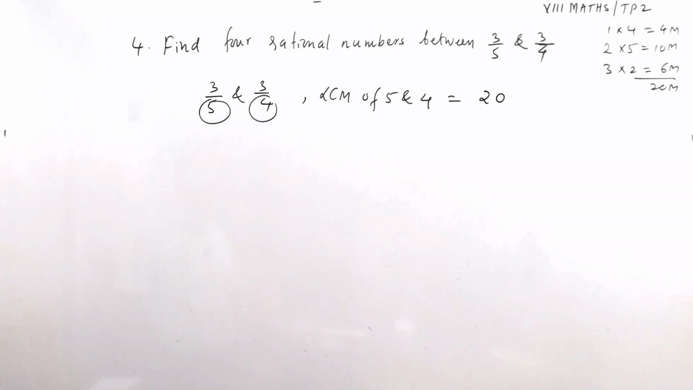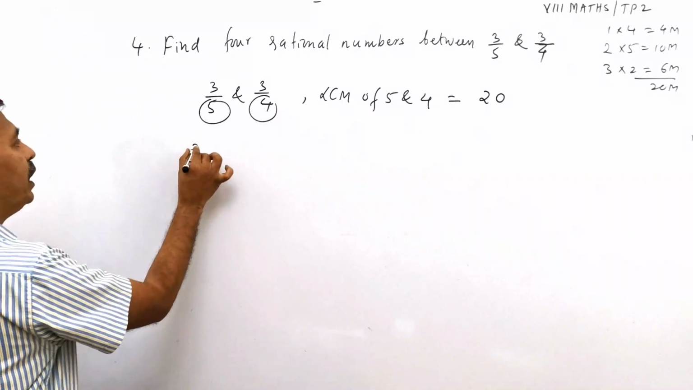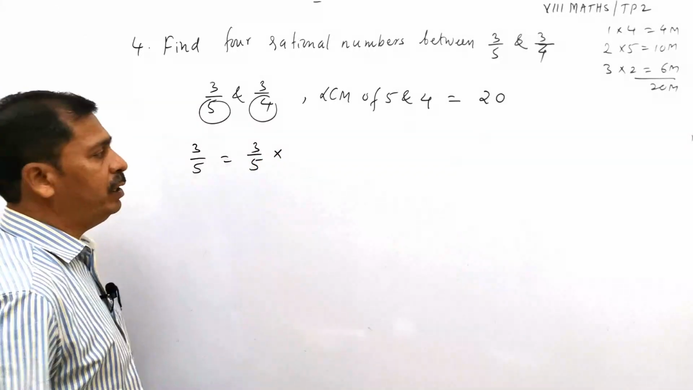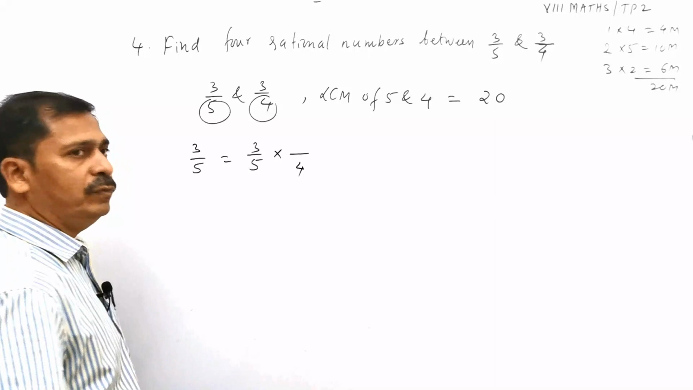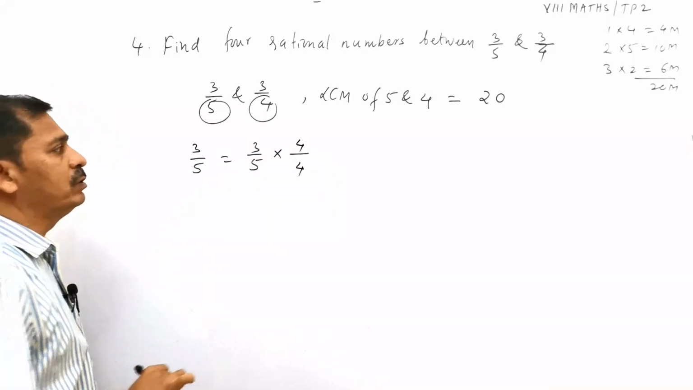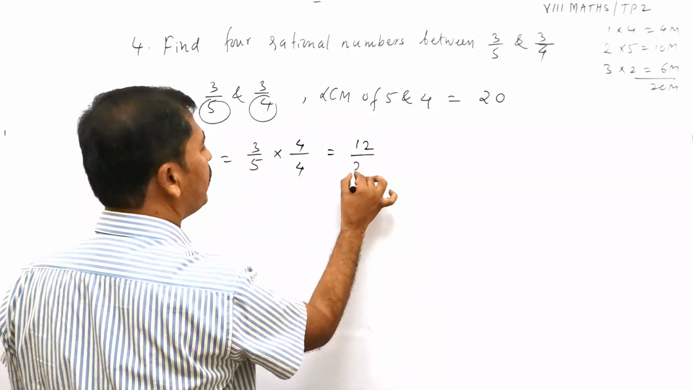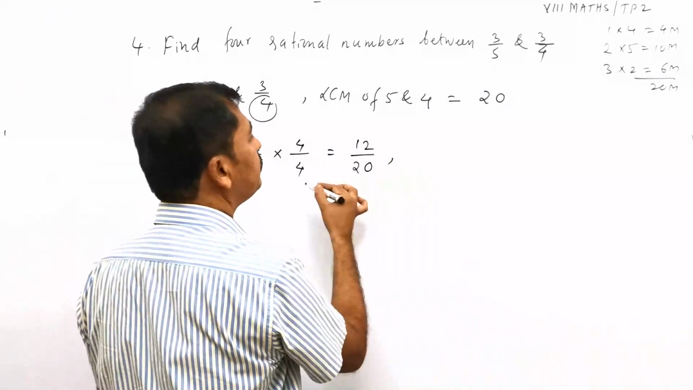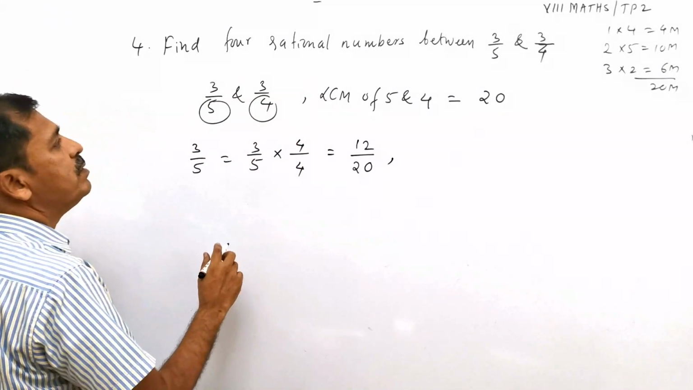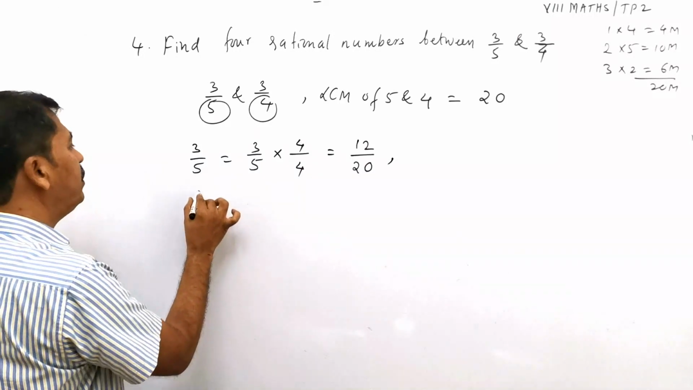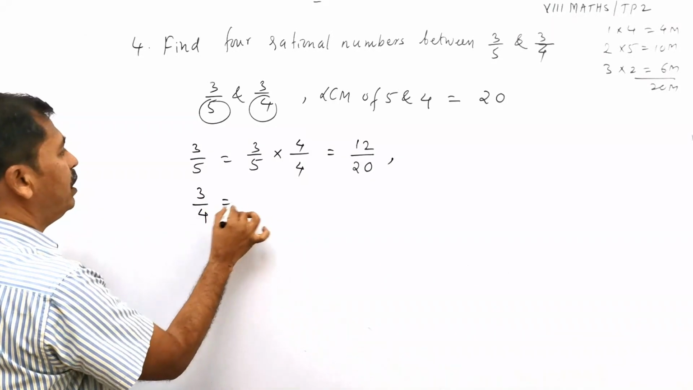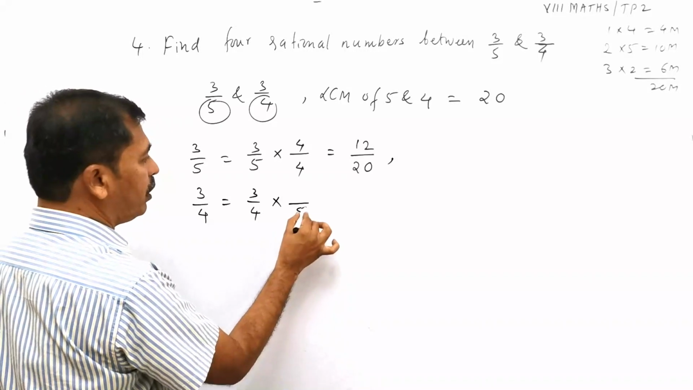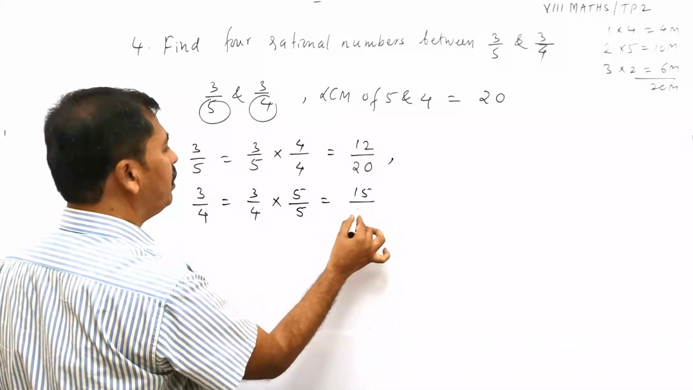Further, 3/5 can be written as, see, 5 by multiplying what will you get? 20. 5 4s are 20. Tally it by multiplying by 4. 3 4s are 12. 5 4s are 20. Is it clear? 12 by 20 you are getting. So further, what is there? 3/4 is there. That 3/4 can be written as 3 divided by 4 as it is. In order to make it 20, you have to multiply by 5. So this becomes 15 divided by 20.